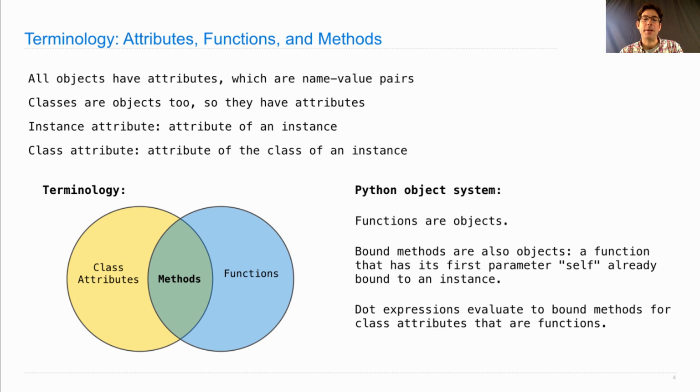Dot expressions evaluate to bound methods when you have a class attribute that's a function. And this is a very common pattern where you have some instance before the dot, and after the dot you have a method name. Then that method is the function named with the instance filled in as the self parameter.